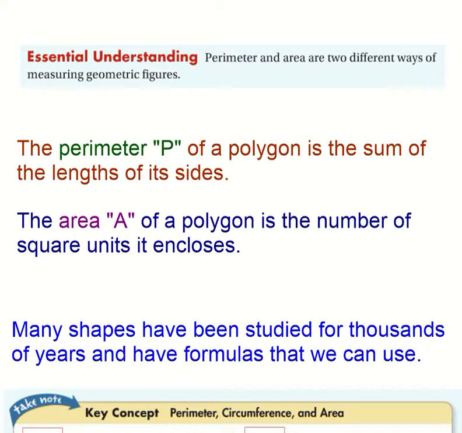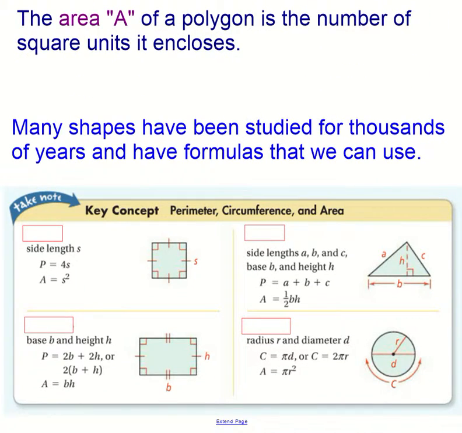And so many shapes have been used for thousands of years, and they have formulas that are already figured out for us that we can use. So make sure today that as we're doing these, if you can't remember these formulas, you're flipping back to this page in your notes to look at the formulas.